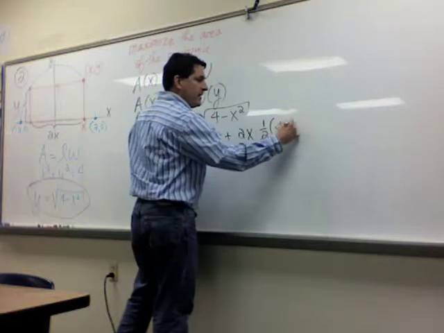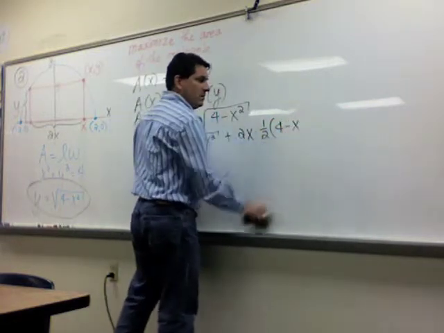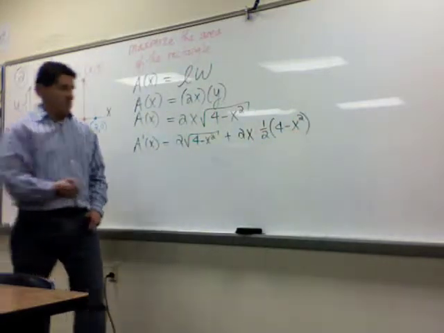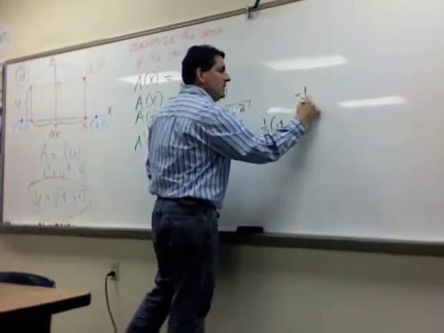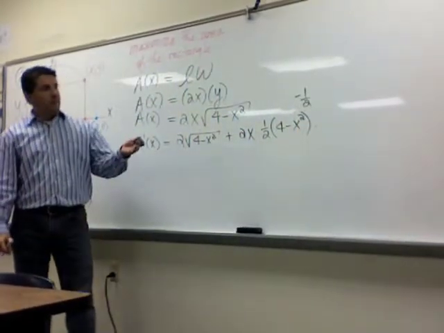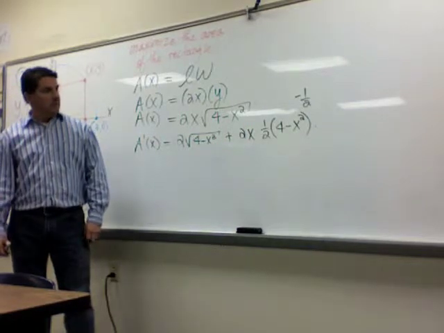Then it's 4 minus x squared to the what power? Negative 1/2. So the square root. It's still the square root, but now it's going to be in the bottom. Okay, so you still need the square root.